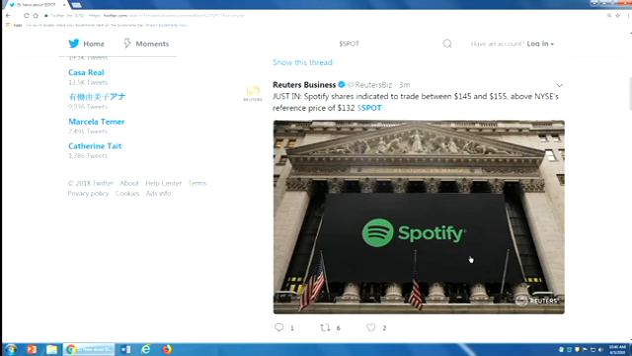This morning, Spotify shares have started, it looks like, to trade in their unconventional IPO. Keeping an eye on that on Twitter. Just came in on Reuters that the trades may open at 145 to 155, above the reference price of 132. That's nice. Let's see what happens over the next couple of days. It'll be a fun point to circle back to on maybe Thursday or next week.